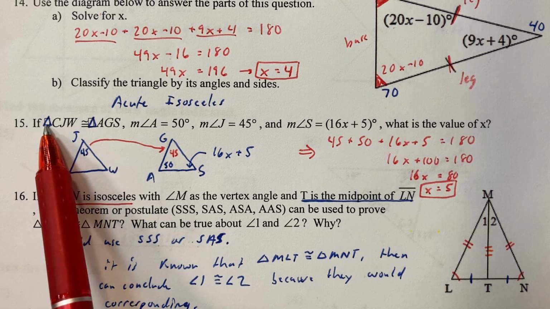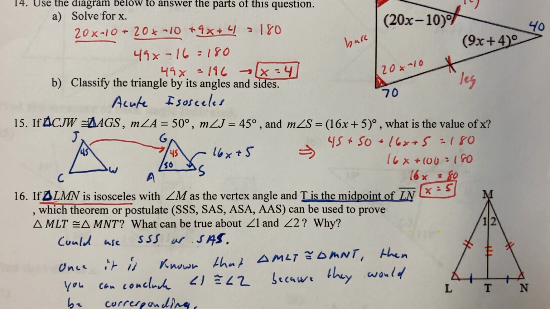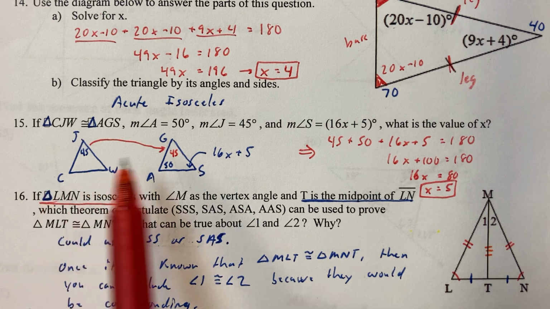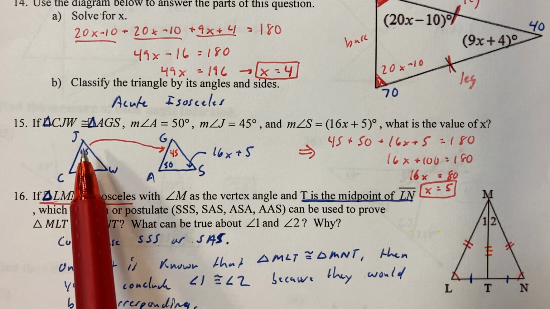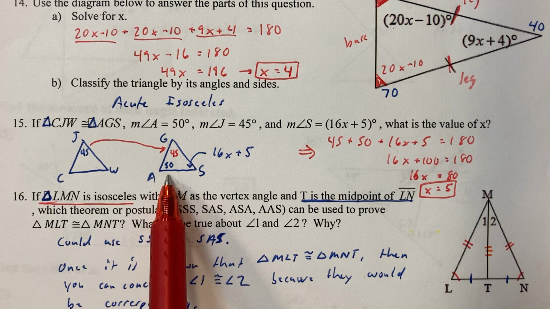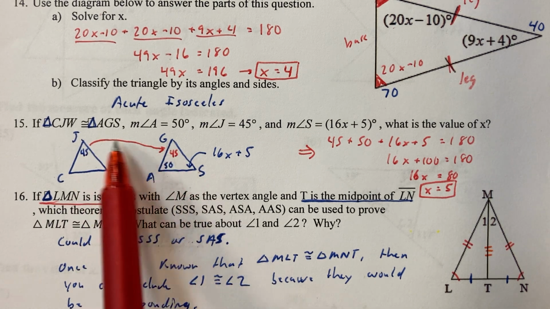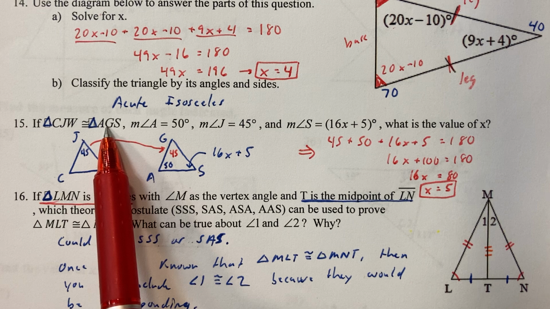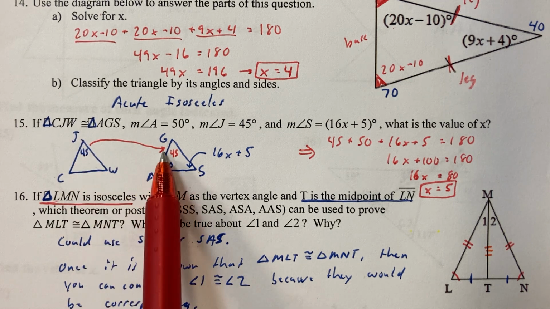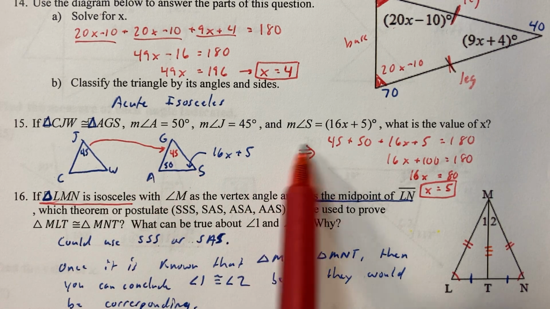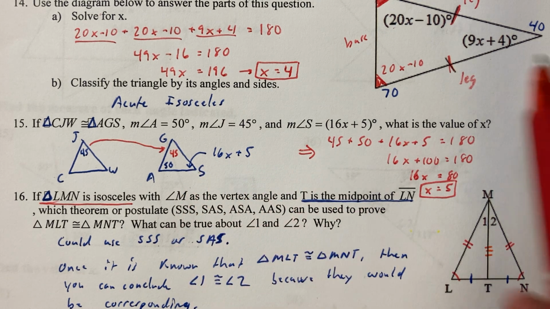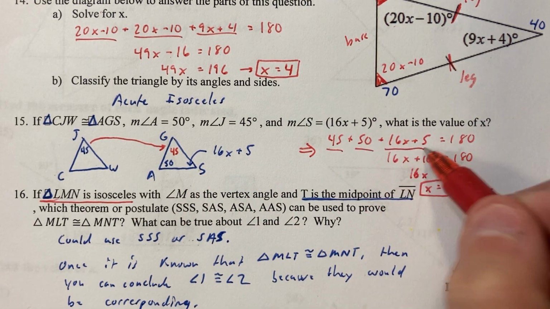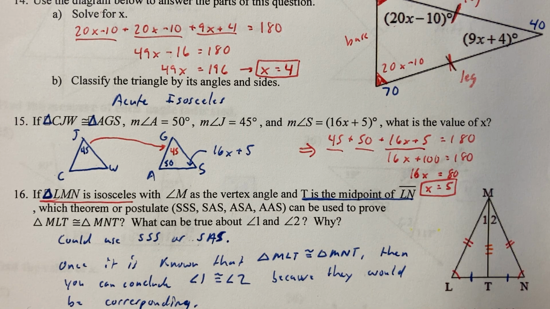Number 15. It's just supposed to be triangles here. My word didn't say that right, but triangle CJW is congruent to triangle AGS. So now I just wrote a couple triangles and I labeled it. That's 45. It's 50. Now because they correspond, J and G correspond, these would be the same. So I brought 45 over to here as well. I labeled S, and now we can say all three angles add to 180 degrees. Solve for x. Here you go.